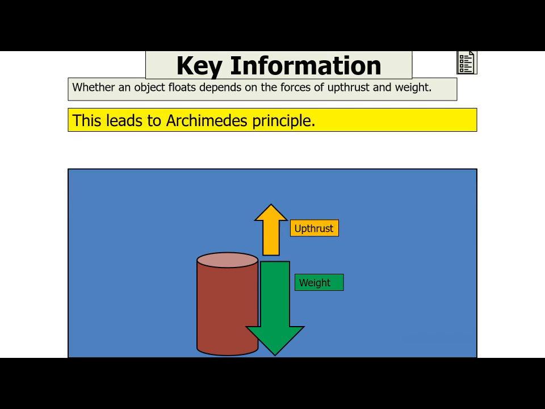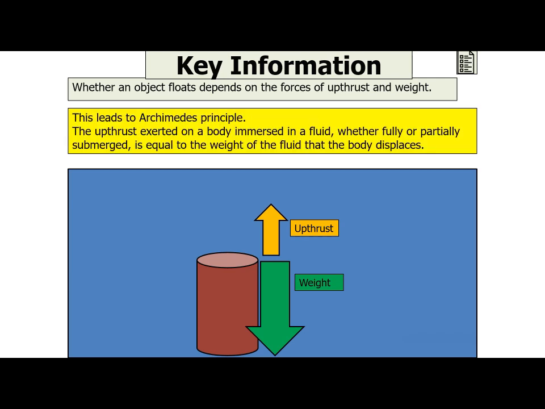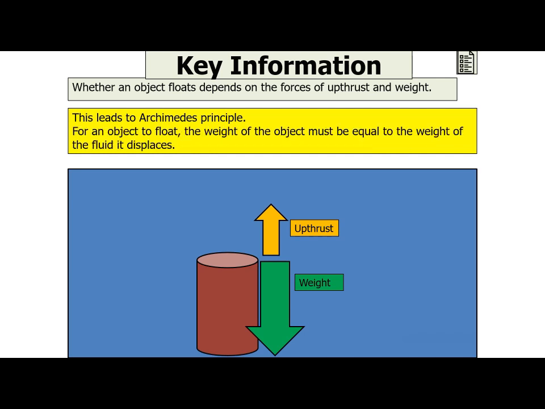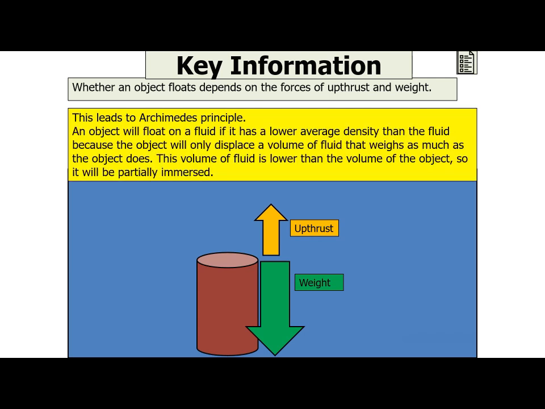So this leads to the concept of Archimedes' principle. This is that the upthrust exerted on a body immersed in a fluid, whether fully or partially submerged, is equal to the weight of the fluid that the body displaces. So for an object to float, the weight of the object must be equal to the weight of the fluid it displaces. Now, an object will float on a fluid if it has a lower average density than the fluid, because the object will only displace a volume of fluid that weighs as much as the object does. The volume of fluid is lower than the volume of the object due to the different densities, so it will be partially immersed when this occurs.